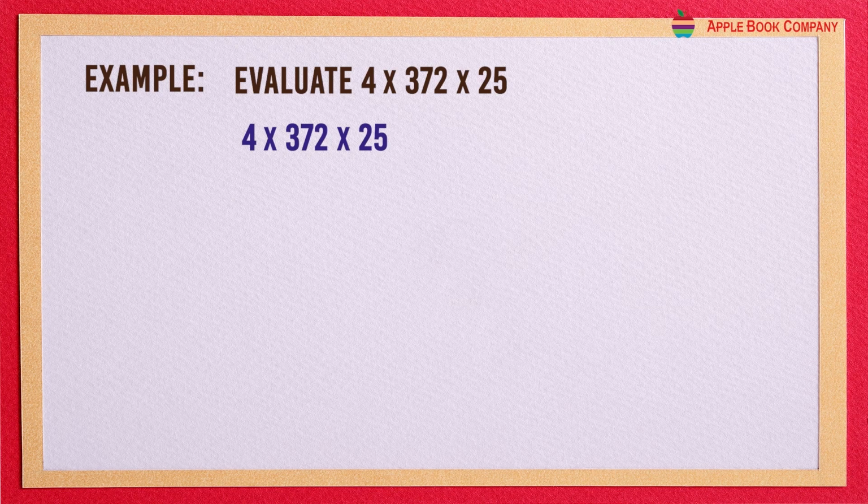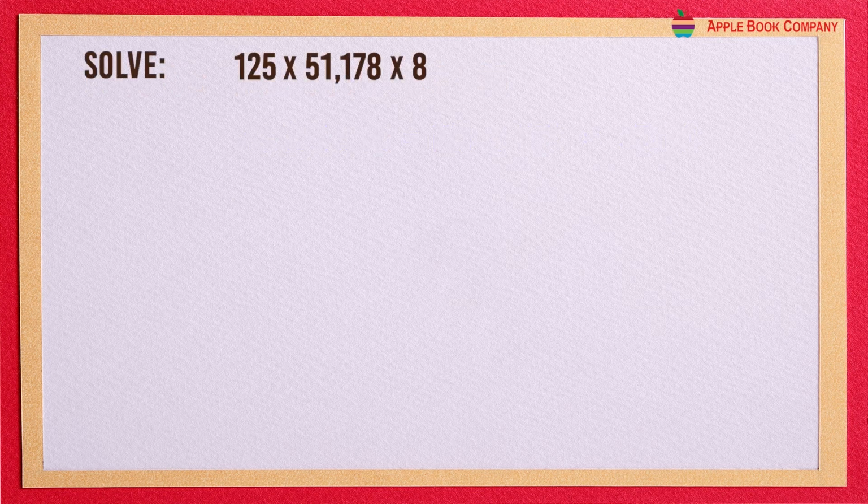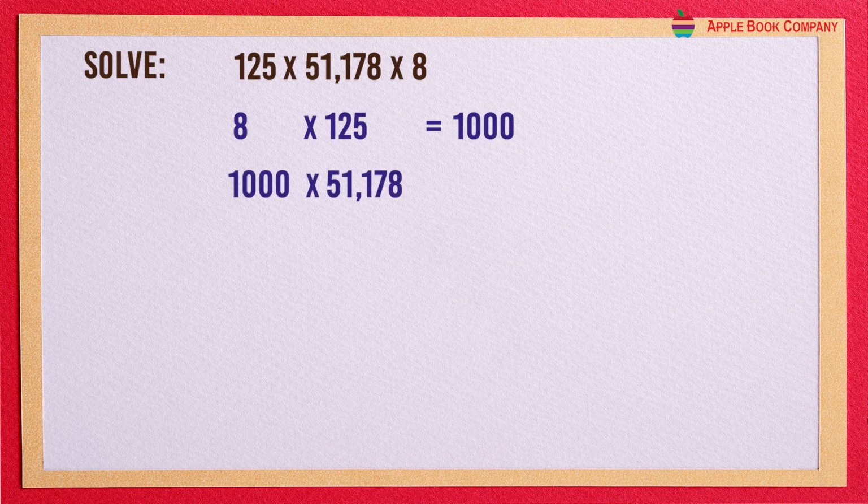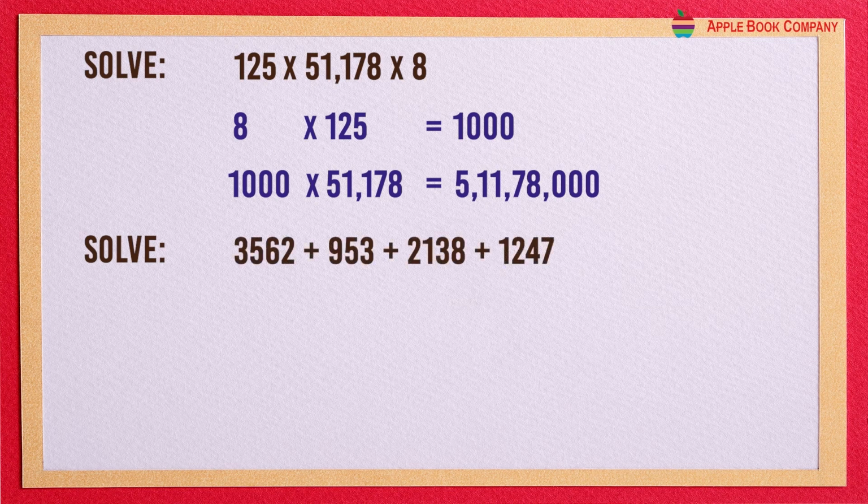Another example, evaluate 4 into 372 into 25. If you just rearrange 4 into 25, it becomes 100. 100 into 372 becomes 37200. It's very easy if you can simply arrange. Now you have to solve 125 into 51178 into 8. If you just observe, if you multiply 8 with 125, you will get 1000. So 1000 into 51178 becomes 51178000. Very easy, right?